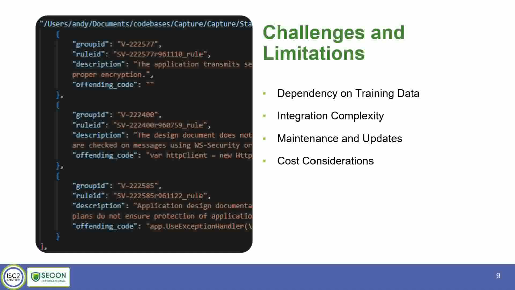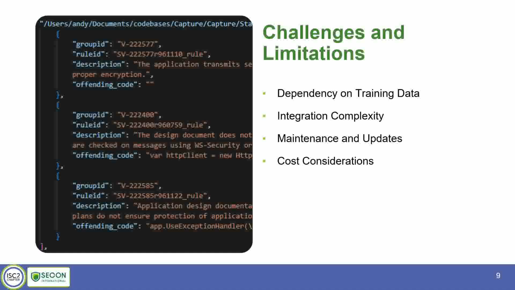One major challenge is the dependency on training data. The accuracy and reliability of agentic LLMs are directly tied to the quality of its training data. If the data is incomplete or biased, the system might generate false positives or overlook critical vulnerabilities.